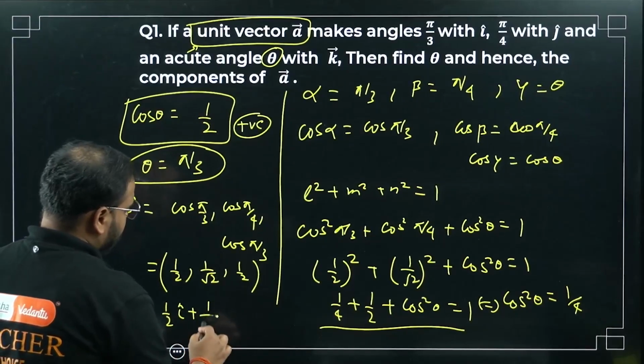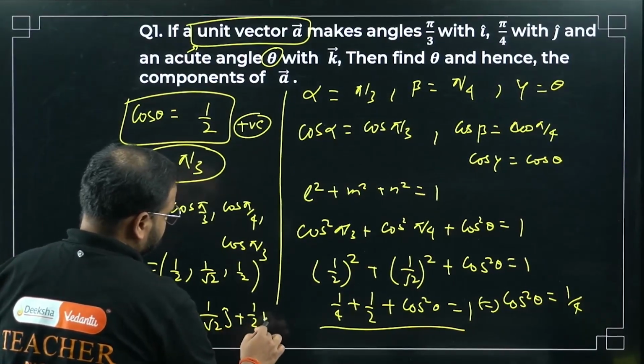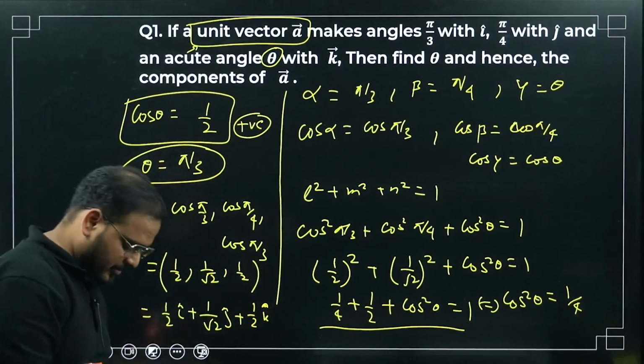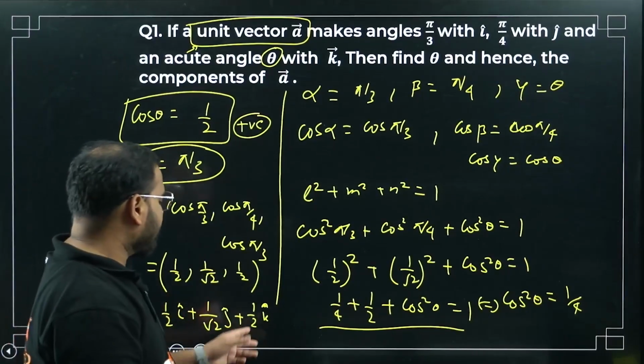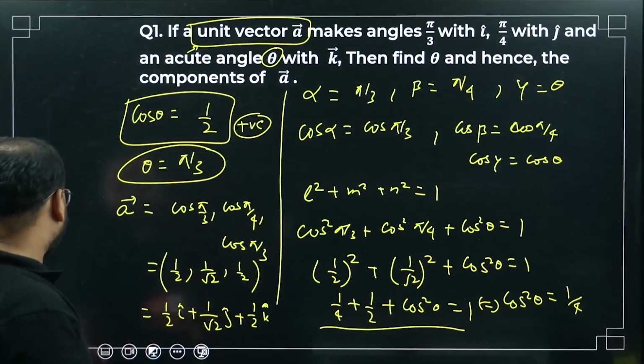plus k cap. Please check. Okay, great. All right. So 1 by 2 i cap, 1 by root 2 j cap, 1 by 2 k cap is my final answer. But they're not asking the vector; they're asking only the component, right?